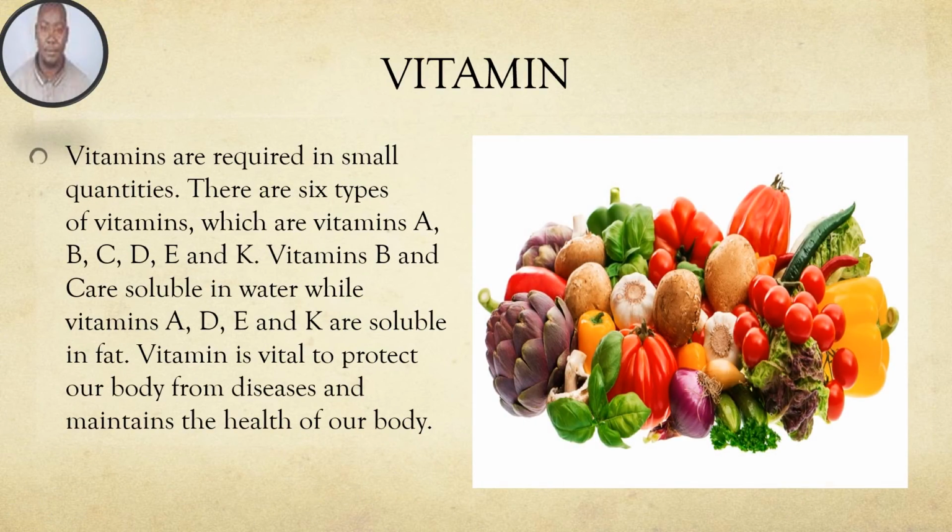Vitamin. Vitamins are required in small quantities in our body. There are basically 6 types of vitamins, being vitamins A, B, C, D, E, and K. Vitamins B and C are soluble in water, while vitamins A, D, E, and K are soluble in fat. Vitamins are vital to protect our body from diseases and maintain the health of our body.